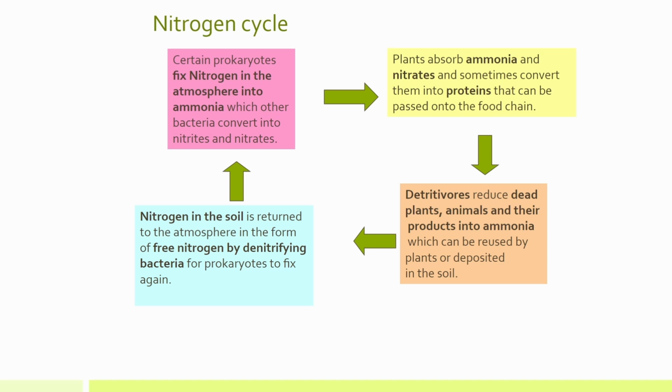So nitrogen in the soil is returned to the atmosphere in the form of free nitrogen by denitrifying bacteria for prokaryotes to fix again. So we have this cycle of nitrogen being fixed, then utilized in plants, then slightly modified and put in proteins. Then those organisms that use or need the proteins are broken down, and we take that nitrogen byproduct from broken down organisms, put it back in the atmosphere, and then it eventually makes it into plants again and is fixed via the nitrogen-fixing bacteria.